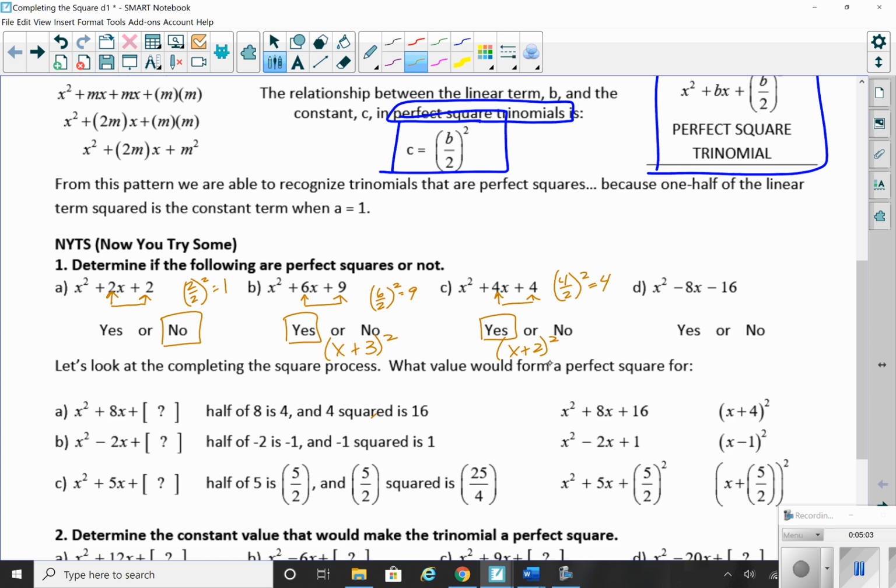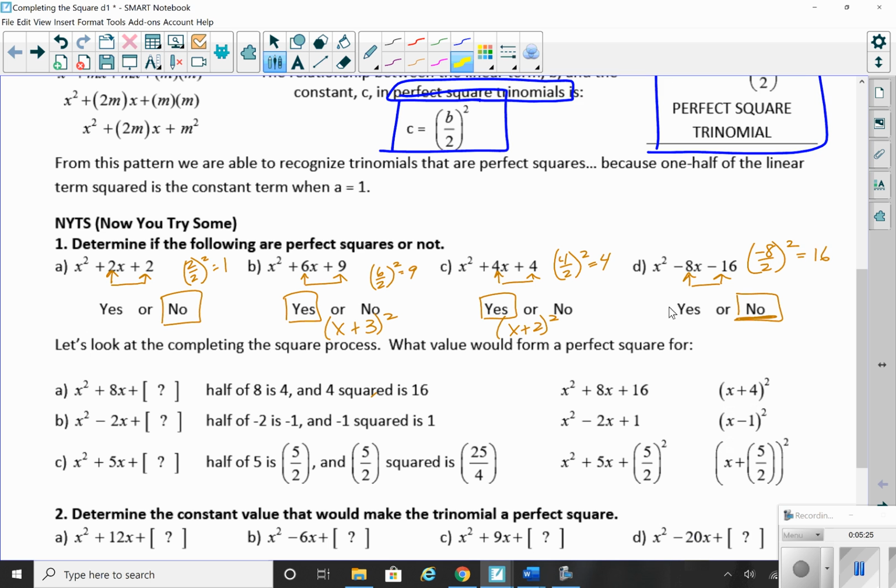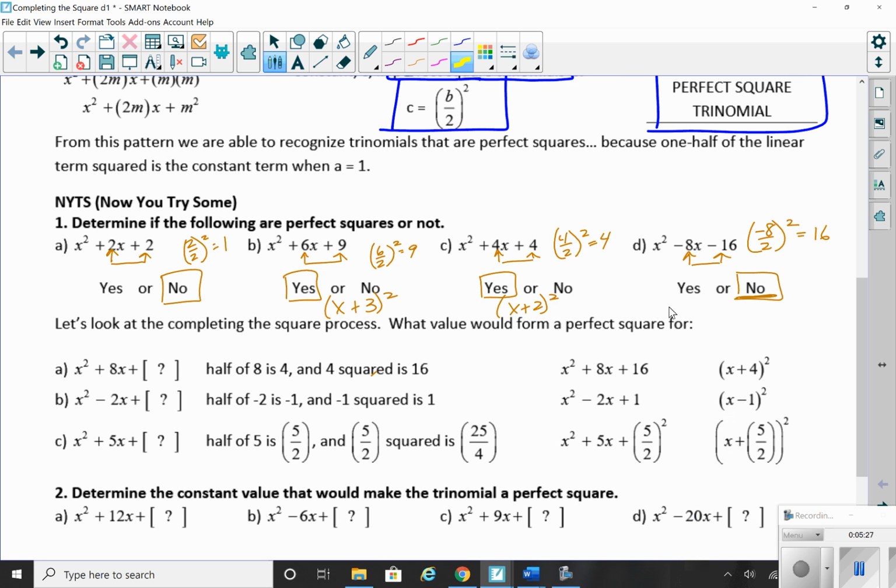That last one here, again, my b value, the middle term, we've got -8. -8 cut in half is -4. -4 squared is a positive 16, and this is a negative 16. So absolutely not. That is not a perfect square trinomial. In fact, a perfect square trinomial will never have a negative c value because you can never square something and get a negative value.